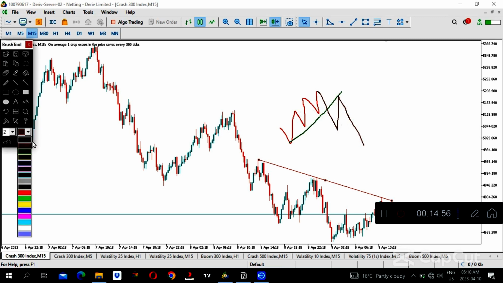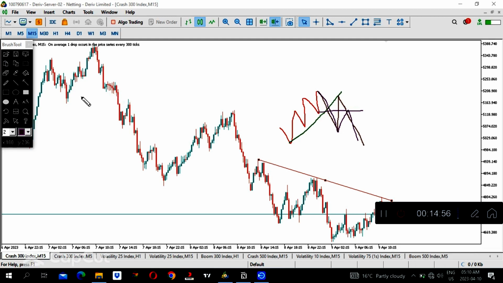Let me change this color. Let's use purple. So after the breakout, sometimes the market pulls back only to this level, and it continues going downwards. So those are the two variations that we are going to be looking for.